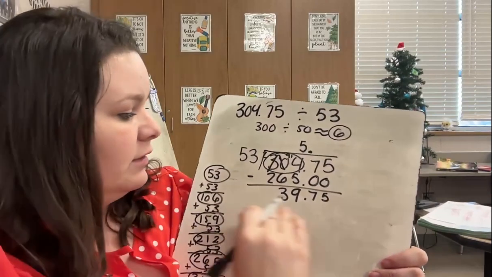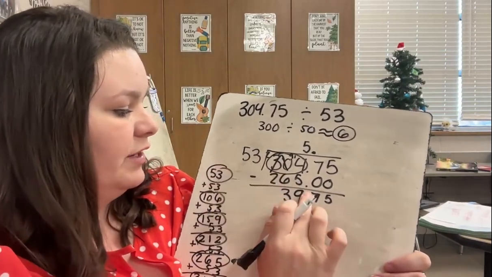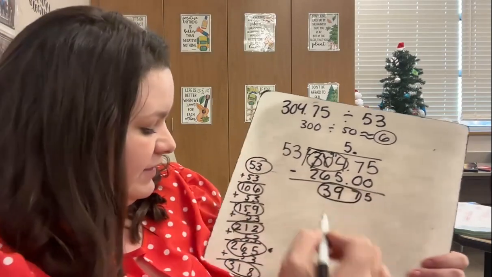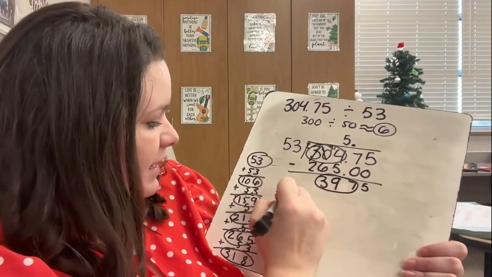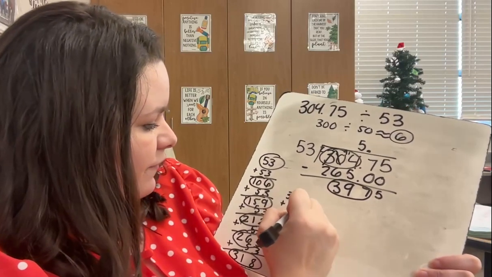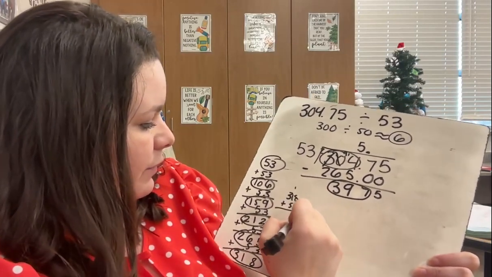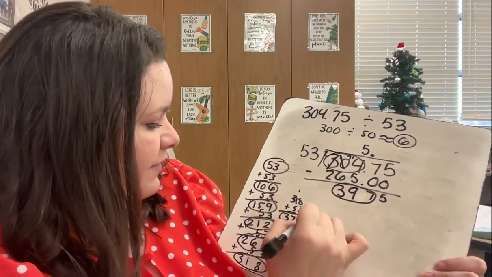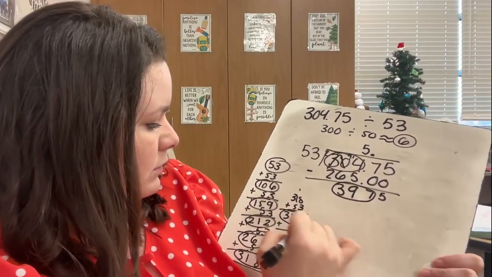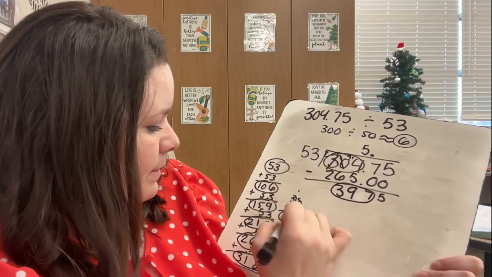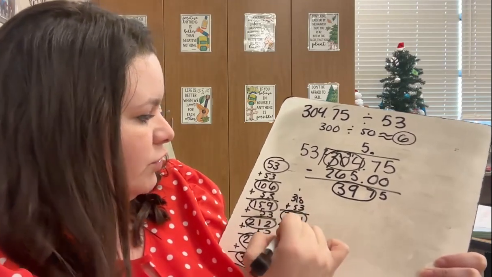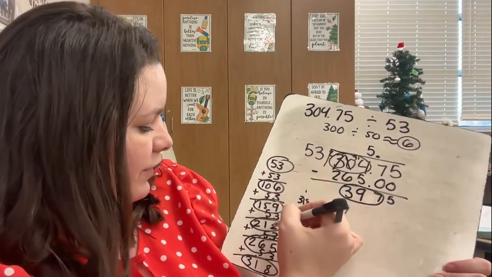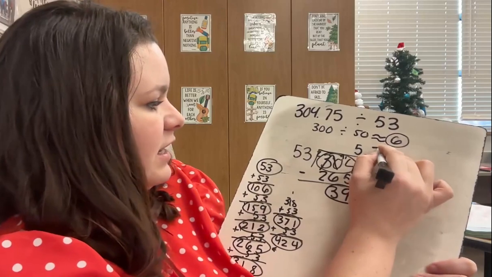When we get to this point, this number is smaller than this number. So we need to forget about the decimal. We're just going to circle 397 and see how many times it will go. We're at 318. So I'm going to add another group of 53 and see where we get with that. So I'm at 371. And now I'm at 424. That's too big. So we need to go with 371. It'll go in 1, 2, 3, 4, 5, 6, 7 times.